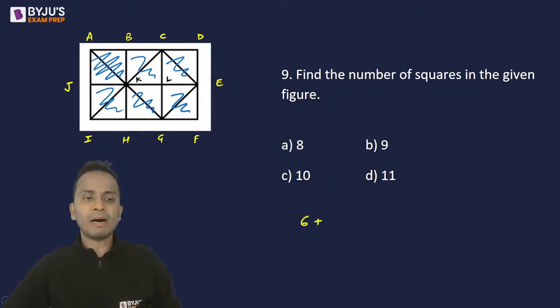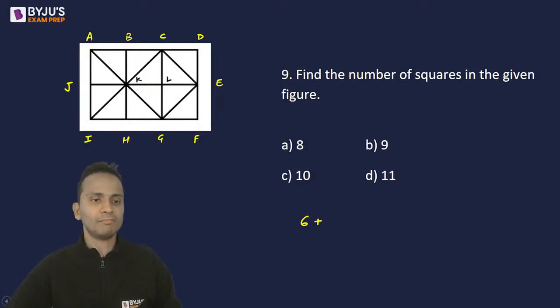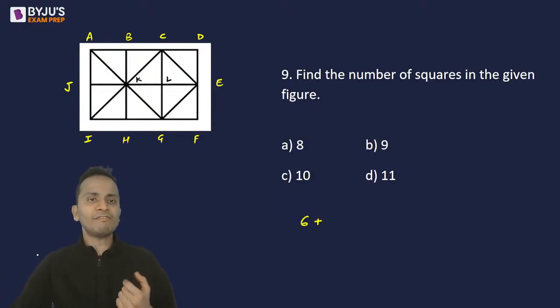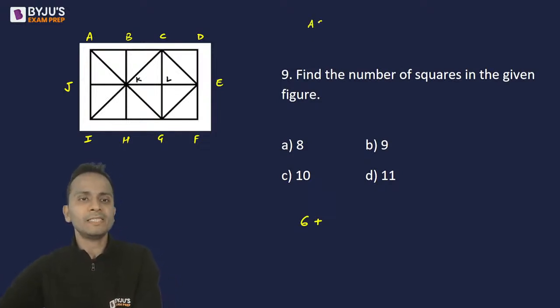After this, I'll be marking the squares. मैं क्या करूंगा? I'll be writing their vertices. ठीक है? All the vertices which are forming these squares. So सबसे छोटे वाले squares पता लग गए हैं. These are 6. Now after this, one square that I'll have will be ACGI. Okay? Another square will be BDFH. Okay? So 6 plus 2 हो गया.